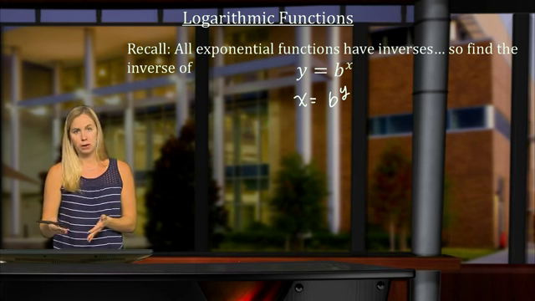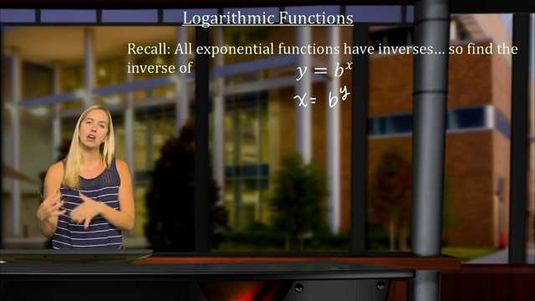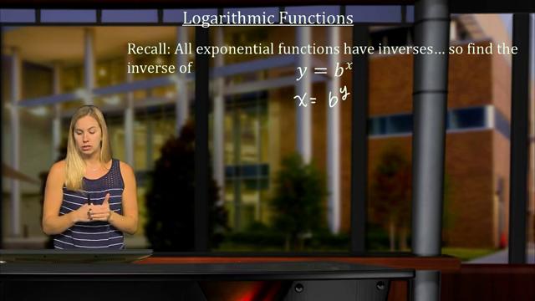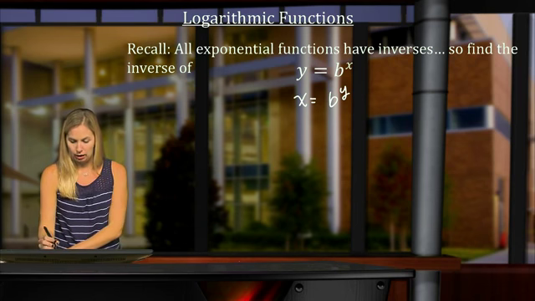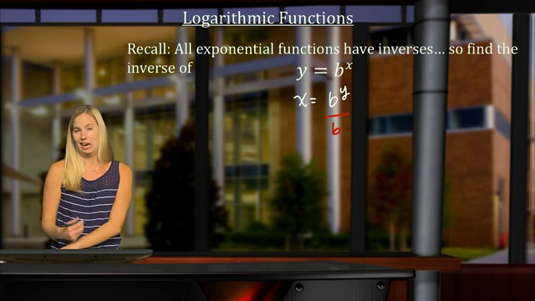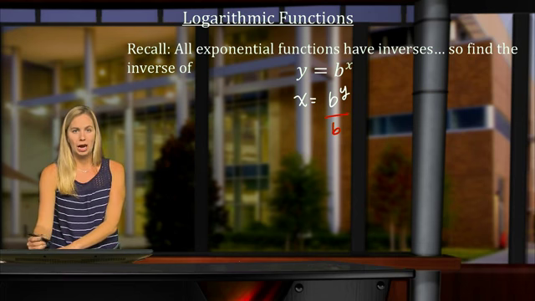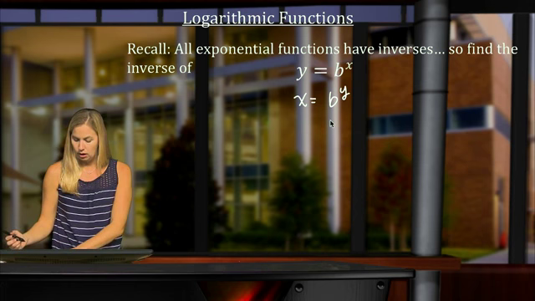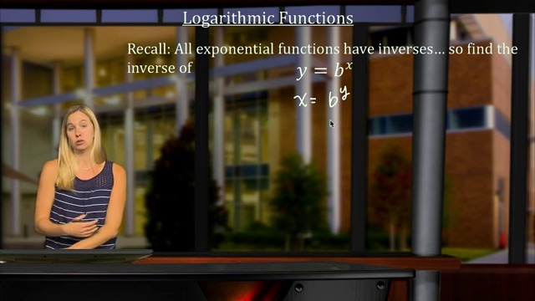Now, if I look at this expression, I've got b to the y. So how do I undo that exponent? Sometimes I hear students say, well, can we just divide by b? And no, we can't do that because b and y are not being multiplied. So that doesn't work. Then we think about how would we undo something that was squared?